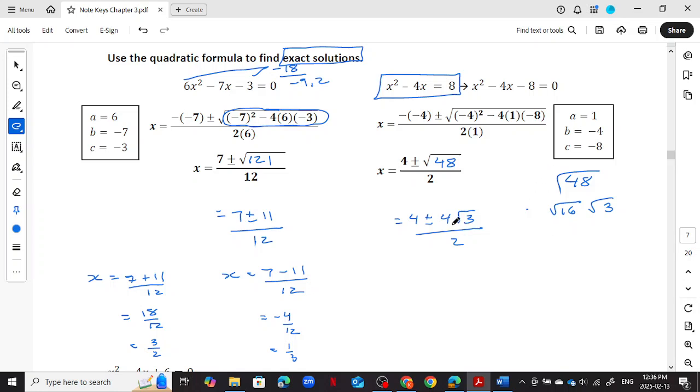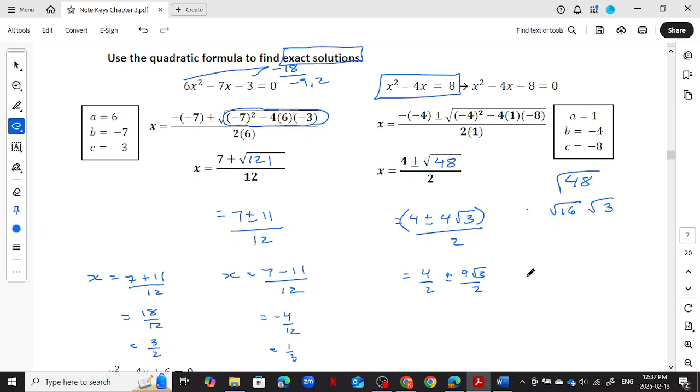There's two ways of thinking about this. This is a binomial being divided by 2. When you think about BEDMAS, it's like the numerator is in a bracket, so you have to add before you divide. Or you could divide both terms by 2. You could do 4 divided by 2 plus or minus 4 root 3 divided by 2.